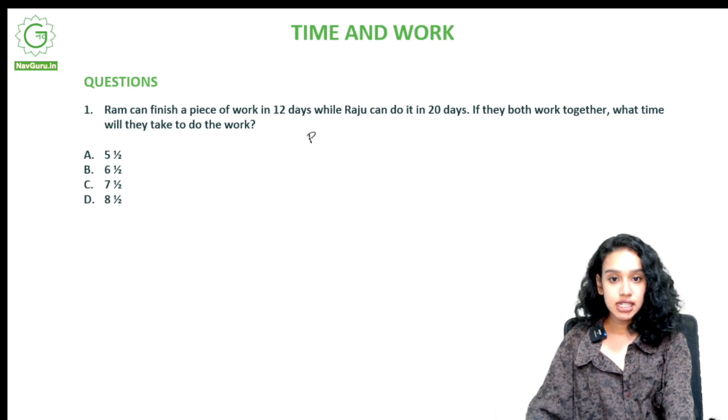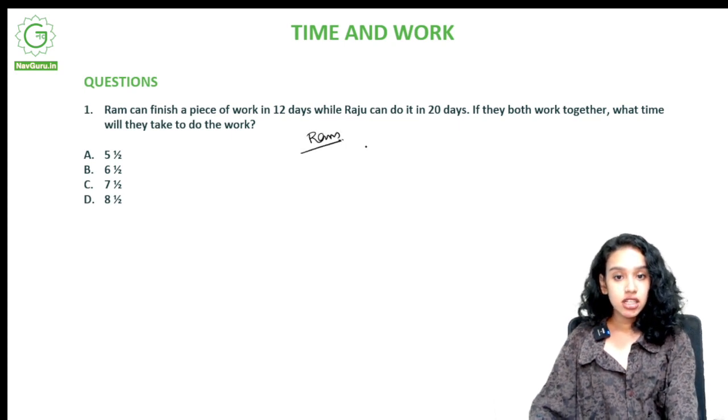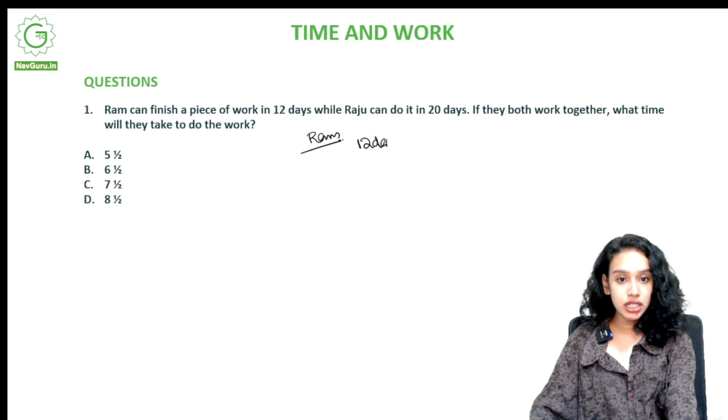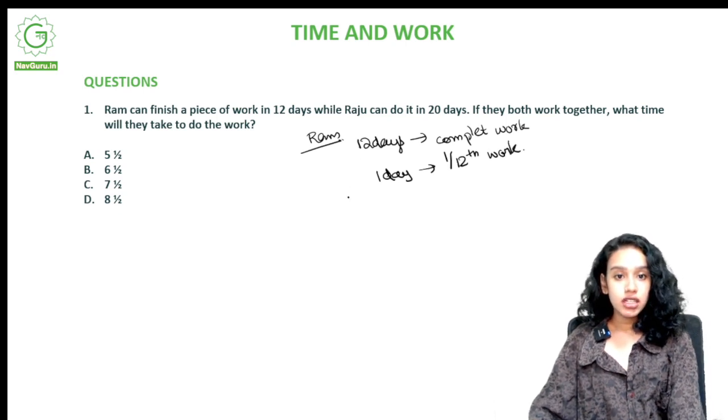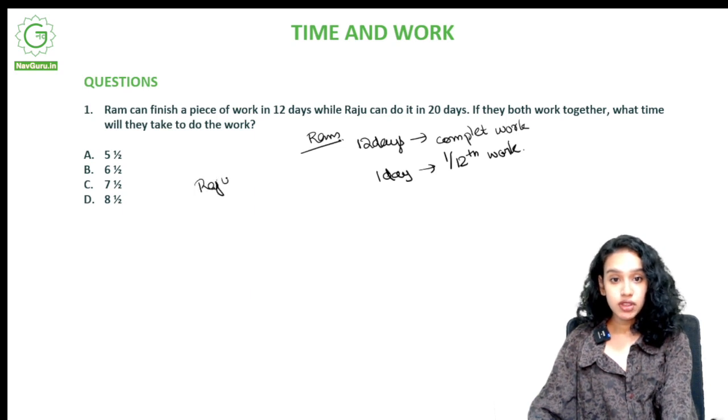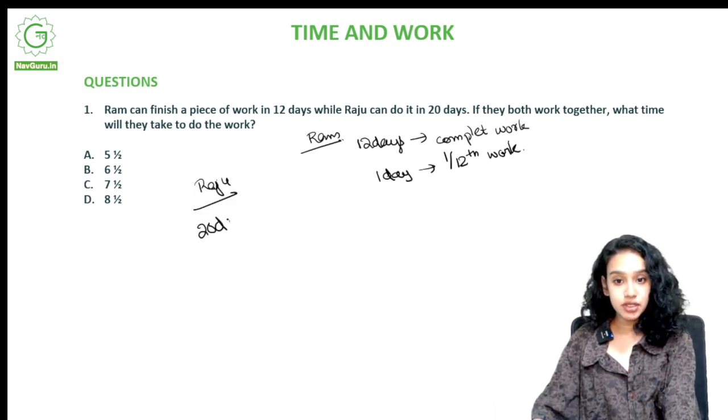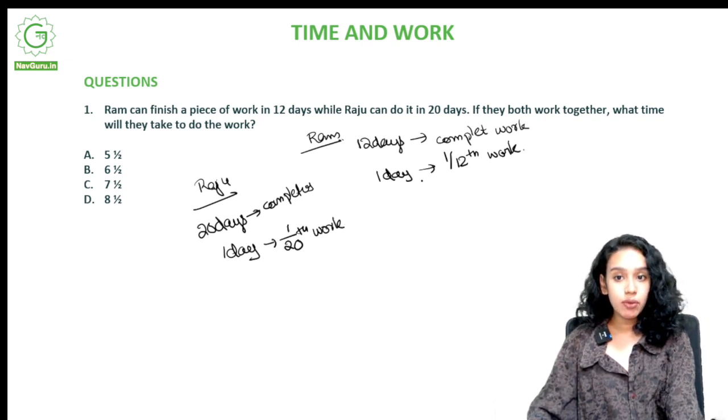So let's see. Let's consider Ram. He takes 12 days to complete this work. So in one day, he completes 1/12 of the work, right? Now, in the case of Raju, he can do the work in 20 days. In one day, he completes 1/20th of the work, right? So, if they both work together, what time will they take to do the work?